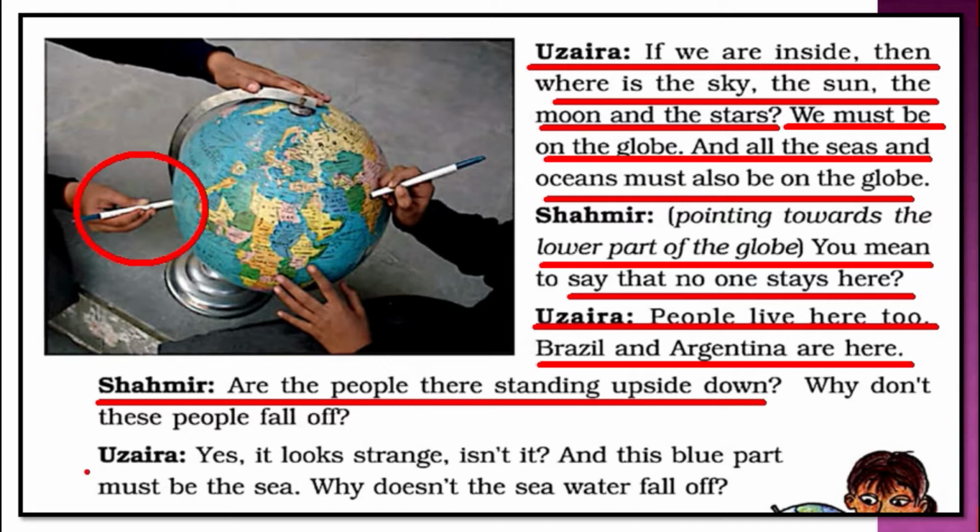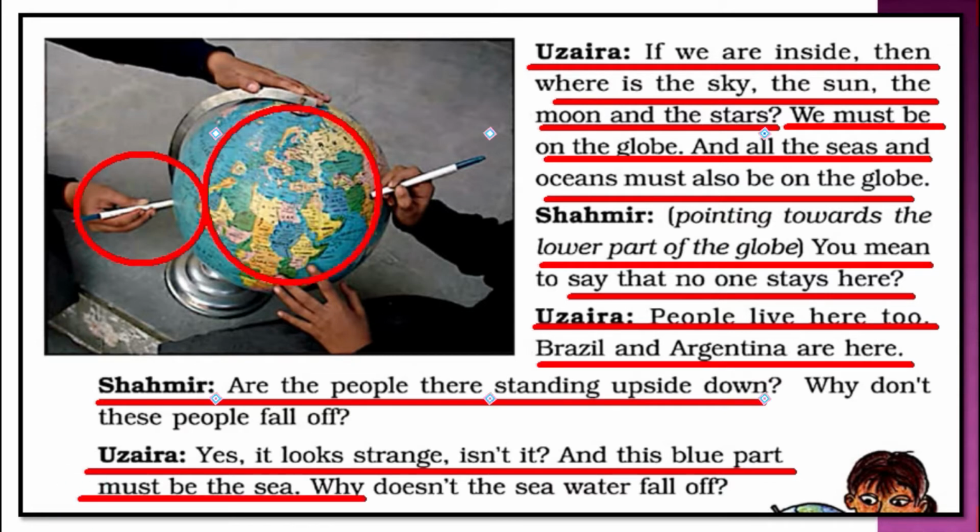Then students, after hearing the question of Shahmir, Uzaira also got confused, and she said, yes, it looks strange, and the blue part must be the sea on the globe. Then why doesn't the sea water fall off?